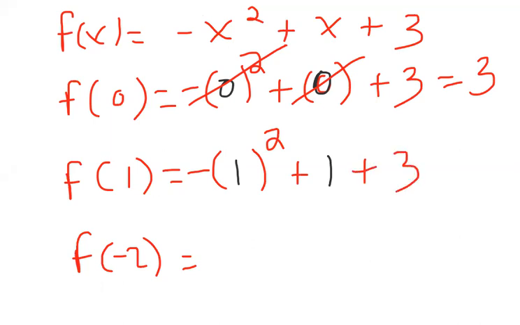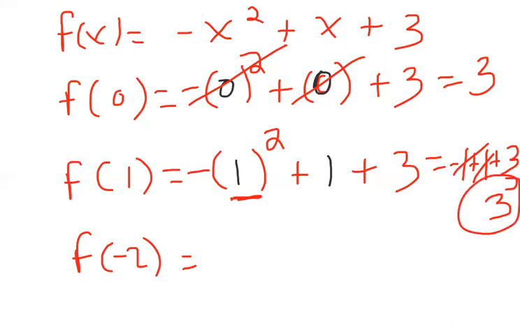Now, be careful, guys, with this part right here. You've got to square the 1, which is 1. So that leaves you with a negative 1 plus 1 plus 3. Negative 1 plus 1 is 0. So the answer turns out to be 3. Shazam. Oh, that's another 3. Oh, okay. Well, very interesting. I know why it's happening, guys, but we're not going to talk about that yet.